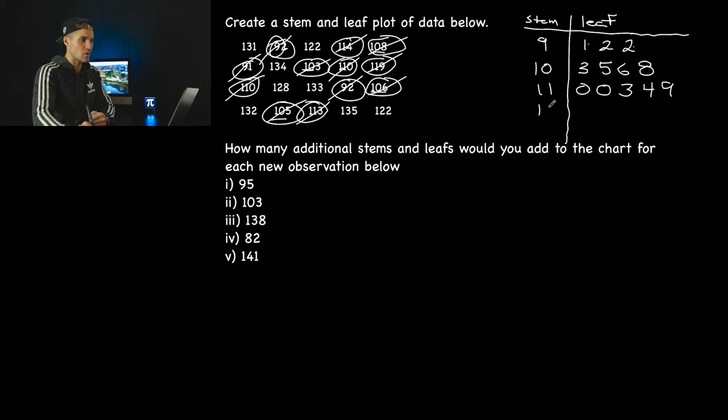Next stem is going to be 12. So from 120 to 129, which numbers do we have? 122, 122, 128, right? So that's going to be what? 2, 2 for the two 122s, and then 128, like that. So those go away.